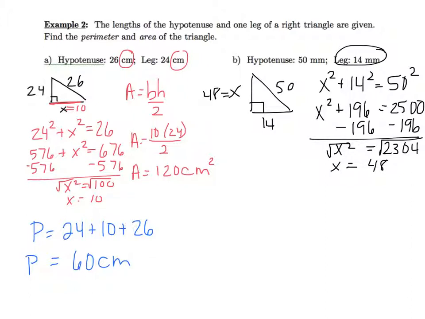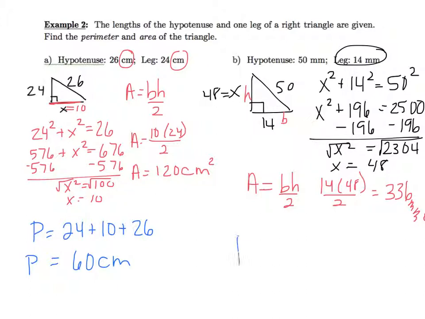And that would be my height. This is going to be my height. This is going to be my base. So area equals base times height divided by 2. My base is 14. My height is 48. And I divide by 2. So when I figure that out, my area is 336 millimeters squared.